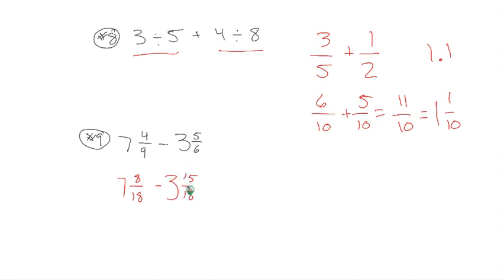15/18. So if you want to then borrow from this 7, take 1 away from there in the form of 18/18, that gives us 6. There's the 1 that we took away, with the 18/18 plus 8, which gives us 26/18. Now we can subtract those 3 and 15/18. And we're left with 3 and 11/18. And that's the answer that we got.